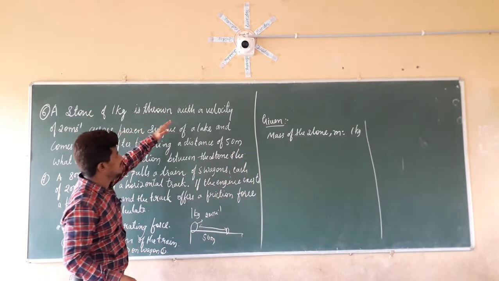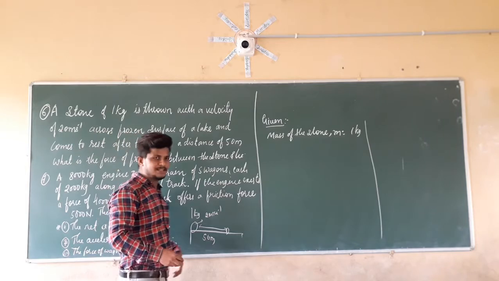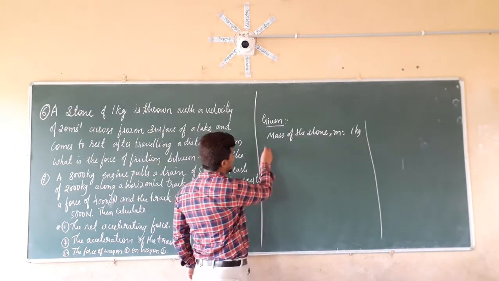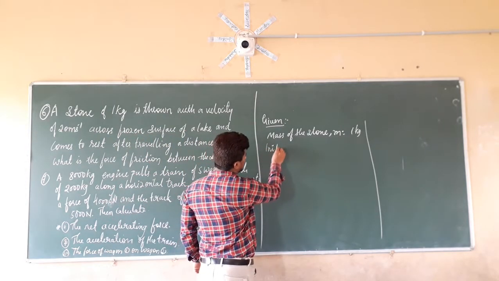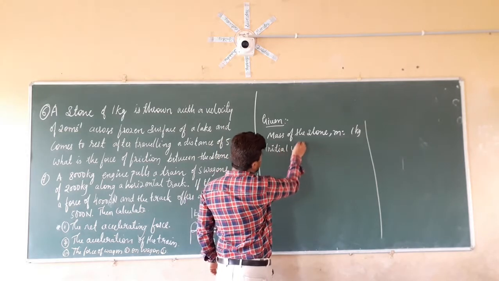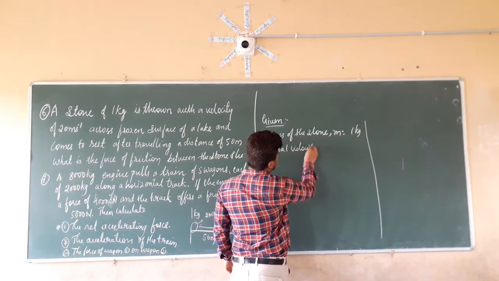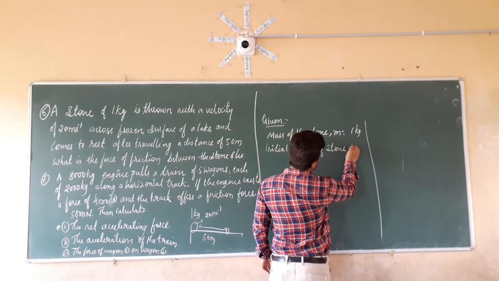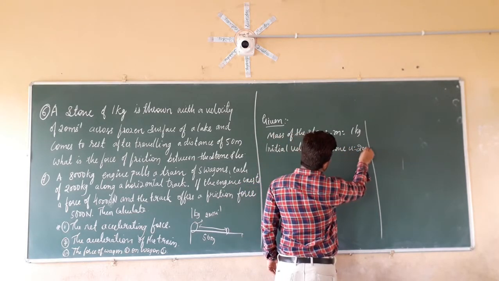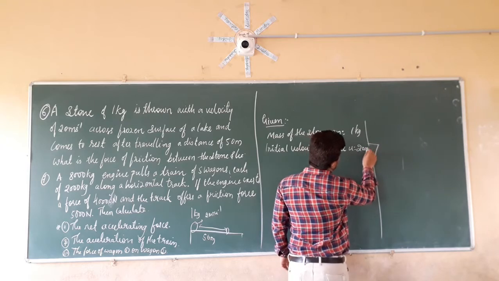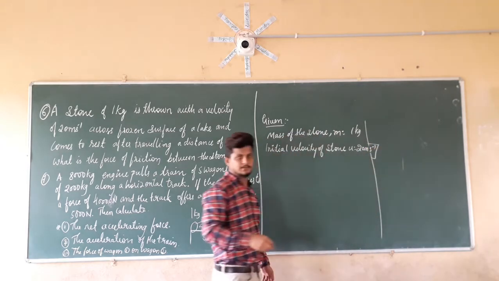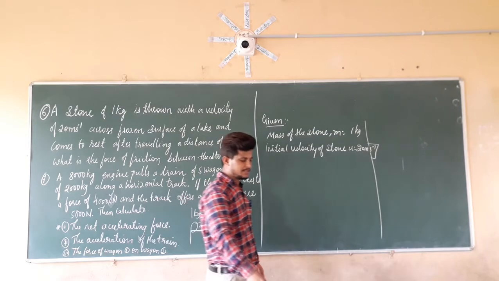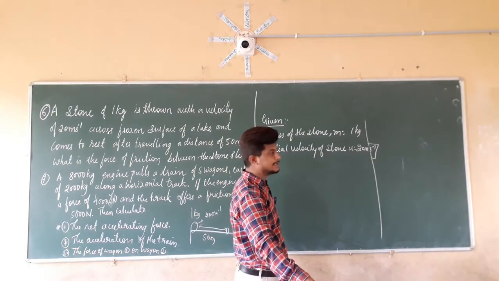The stone of 1 kg is thrown with a velocity of 20 meter per second. That is nothing but the initial velocity of the stone. Initial velocity of the stone, u, equal to how much? It is given as 20 meter per second. There is also no need for conversion since it is already given in meter per second.